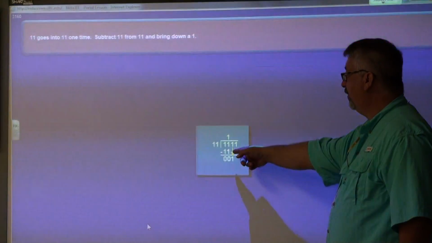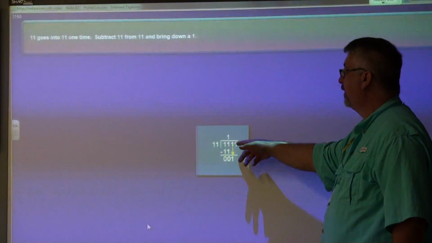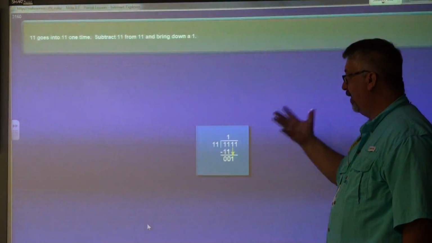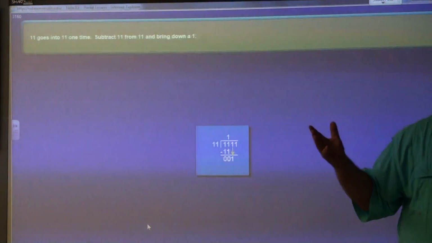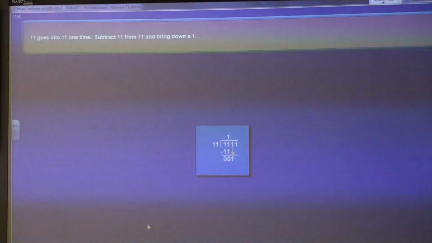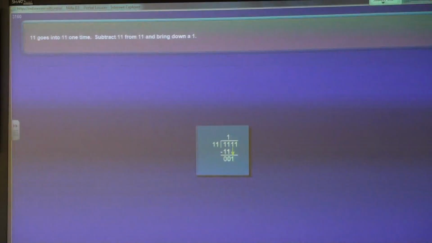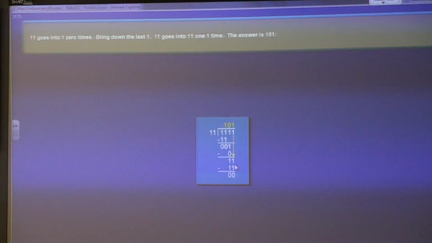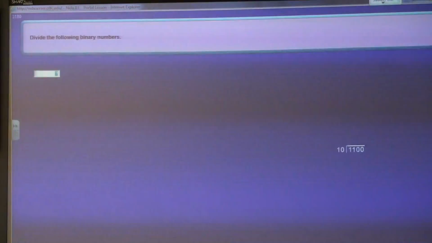So subtract 11, and we put a 1. Yeah, that's working just the same. So we write this. That gives us a 1 up here, just as if we were dividing regular math, right? If that were 11 into 1111, our answer would be 101, right? So go to the next step. That leaves us with 0, 0, 1. 11 goes into 0, 0, 1, none. We bring down the other 1. 11 goes into 11, 101.